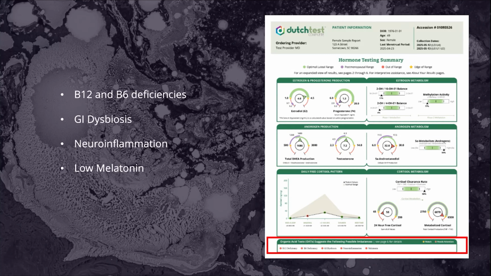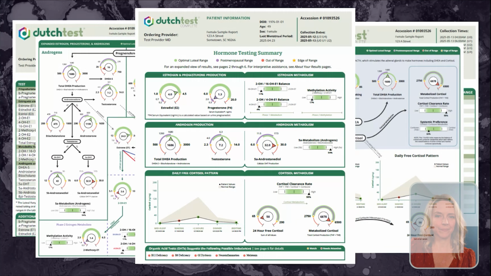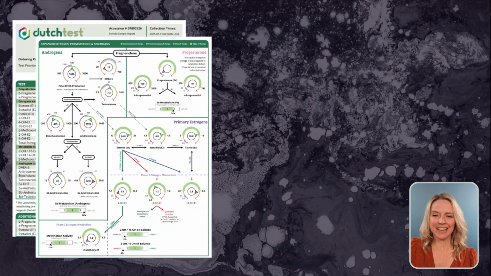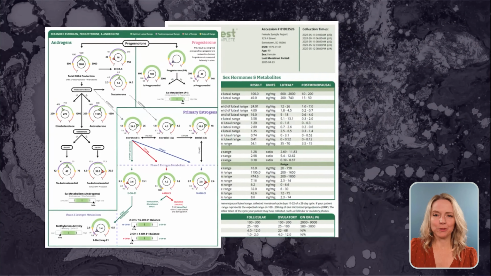In the OATS alert section, we can see B12 and B6 deficiencies are noted, a gut etiology perhaps, maybe dysbiosis or maldigestion, neuroinflammation, and low melatonin is also noted. So some of these underlying issues could be driving the estrogen metabolism problems, the 5-alpha reductase activity, and maybe even that fast cortisol clearance. We got all that from the Dutch Complete summary page. So everything else will be icing on the cake probably. Let's dive into the next section, the sex hormones panel.